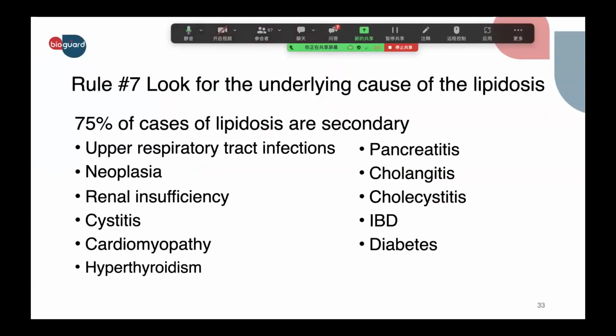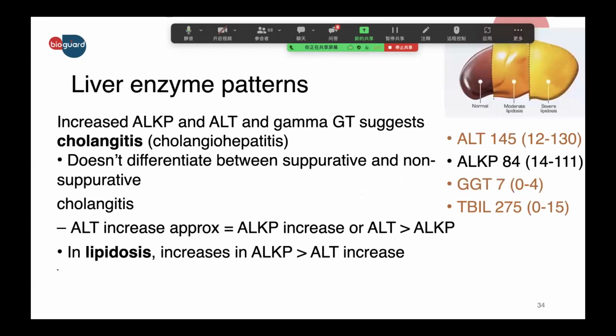And rule number 7 would be looking for the underlying causes of the hepatic lipidosis. I would say 75% of the causes are secondary, either due to upper respiratory disease, neoplasia, or renal disease, or more likely due to cholangitis or cholangiohepatitis, inflammatory bowel disease, and pancreatitis together.